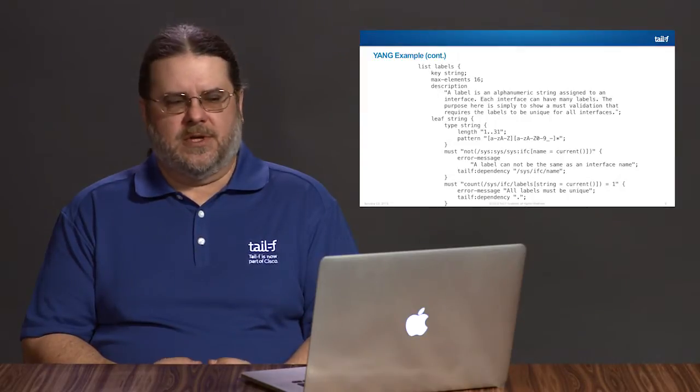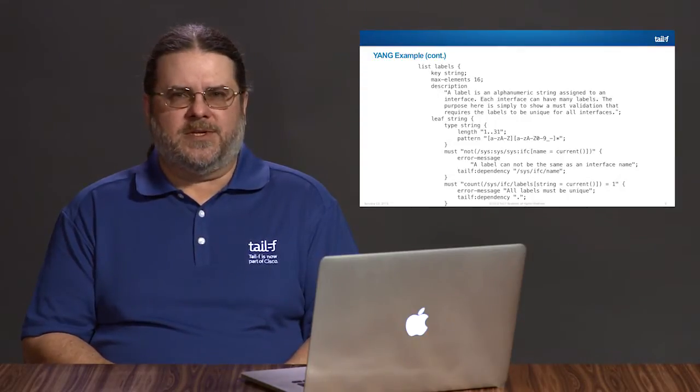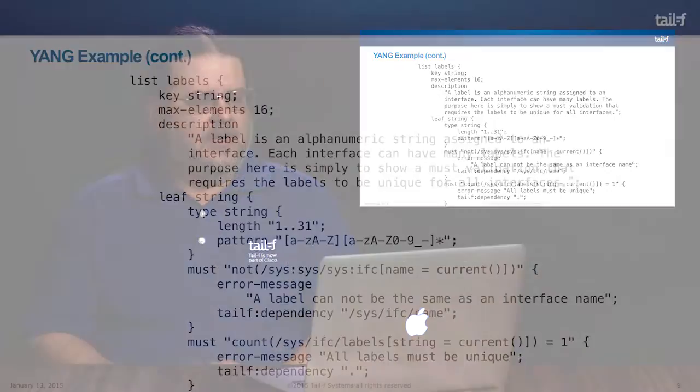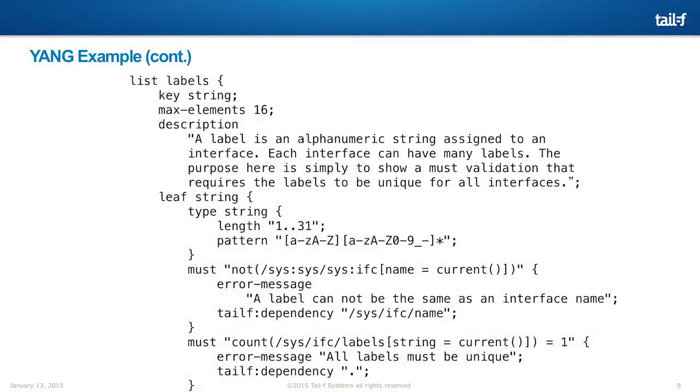Must allows you to select different data and express a constraint through them. So in one must statement here, we see based on this path that we're enforcing that the labels can't be the same as an existing interface name, and also that all labels must be unique. We'll get more into the must statement, and this is actually XPath syntax used in must.